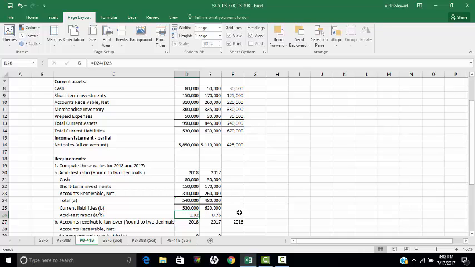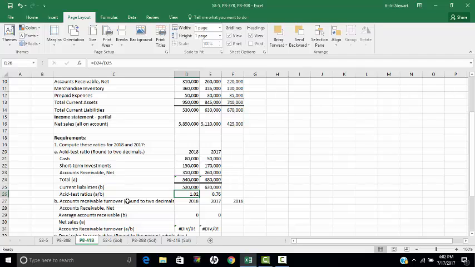Then I have my spreadsheet set up to calculate the ratio. The numerator, which was the total of the quick assets, divided by the current liabilities, and we get the acid test ratio for 2018 is 1.02, and for 2017 is 0.76.